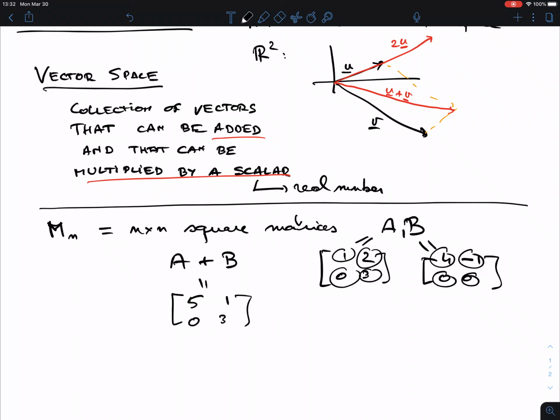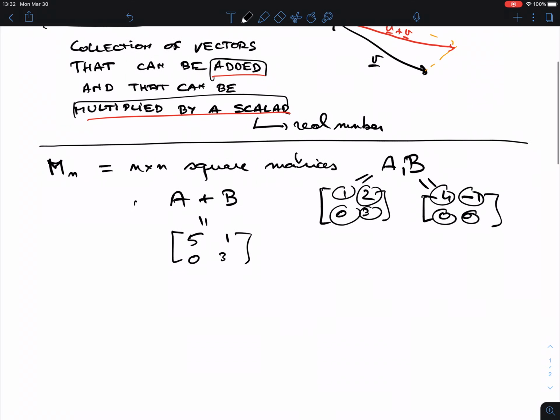That's how you add. That's the adding part. And what about the scalar multiplication part, multiplying by a scalar? Well, we know that 3A is the matrix that you obtain by multiplying each of these entries by 3. So 3, 6, 0, 9. And that shows you that it is a vector space. Well, as I said, there are other conditions that have to be satisfied, but they are satisfied. So this is a vector space.